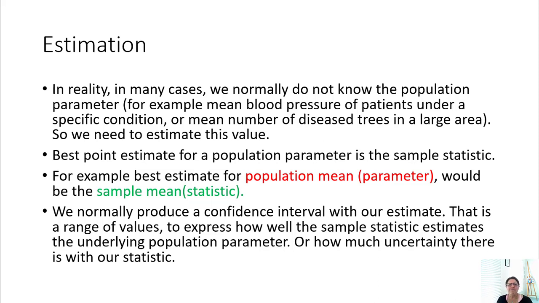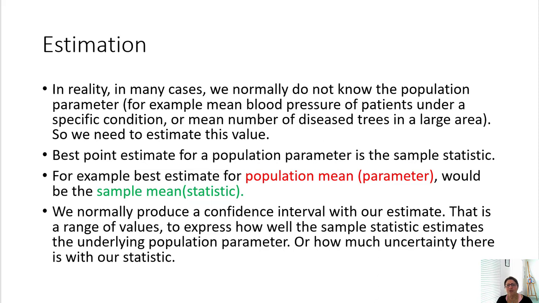Okay, so estimation is another inferential statistics we talked about. And we said that in reality, in many cases, we normally do not know the population parameter. So, for example, mean blood pressure of patients under a specific condition or mean number of diseased trees in a large area. We don't know them. So we just estimate them. And the best point estimate for a population parameter is the sample statistic. For example, the best estimate for the population mean, which is a parameter and we call it mu, would be the sample mean, which is the statistic, and it is x bar.